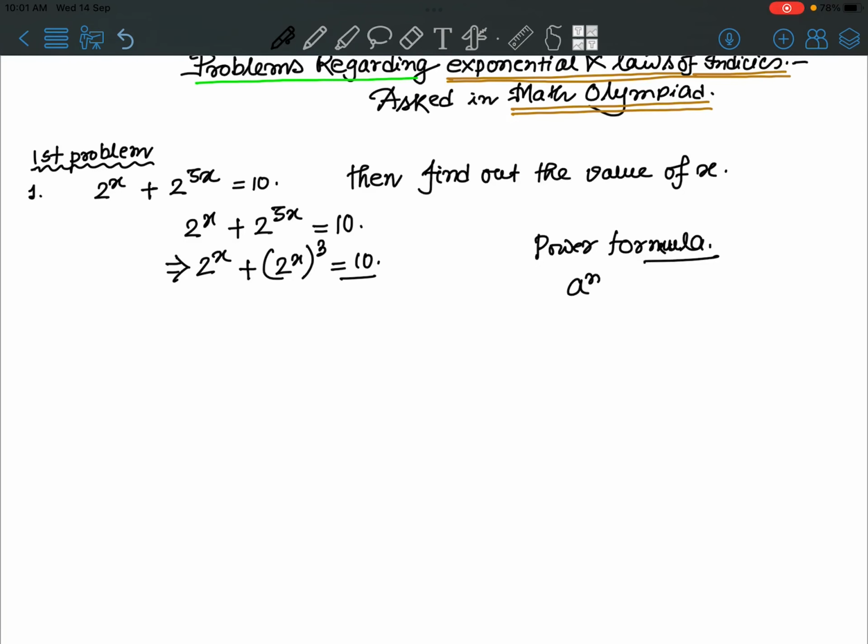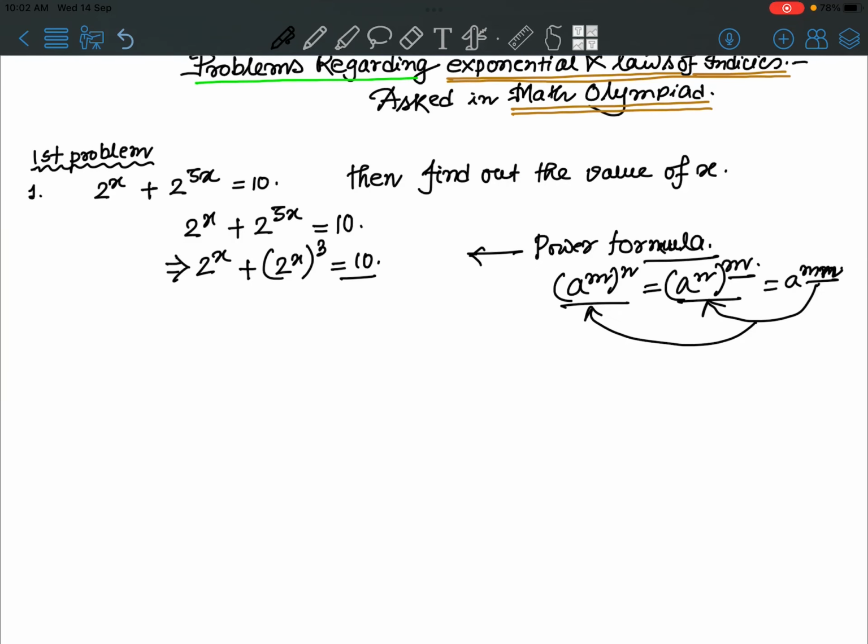The power formula is a to the power m whole to the power n can be written as a to the power n whole to the power m by swapping the powers. That is equal to a to the power mn. We can use this formula, so we can write it as 2 to the power x whole to the power cube. Now let y equal 2 to the power x.